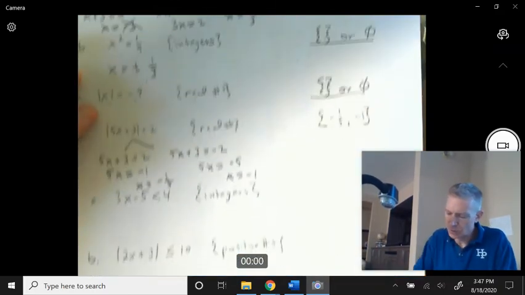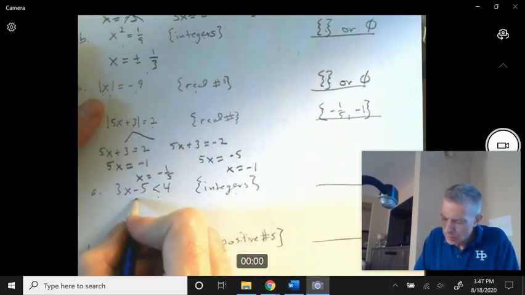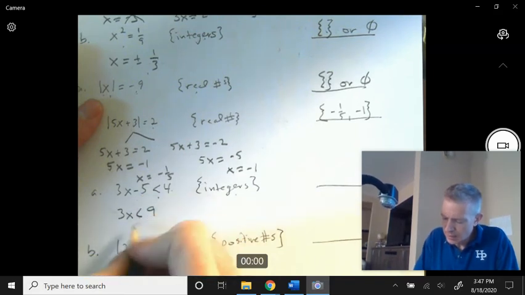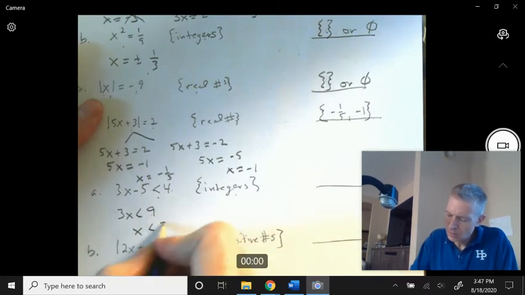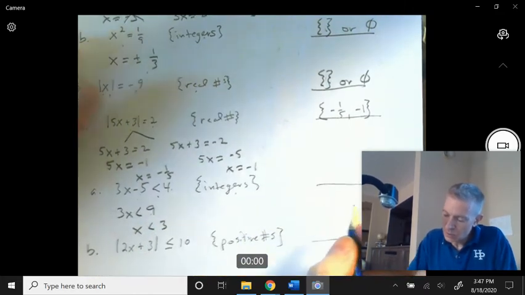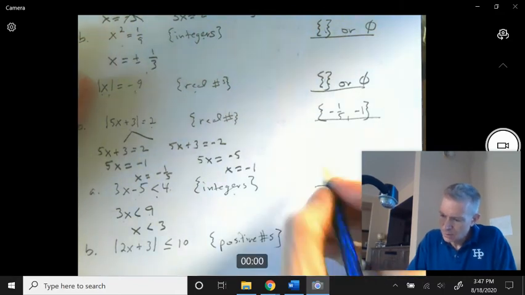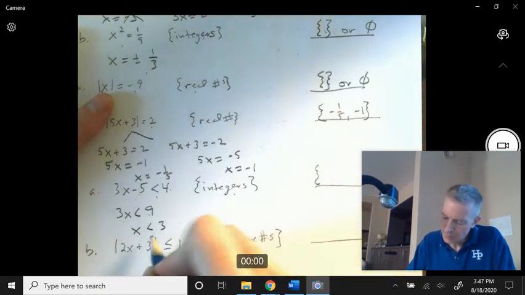Okay. Next one, notice we're solving over the set of integers. So we get 3x is less than, adding 5 to both sides, 9. x is less than 3. Okay. So let's write this in set notation. We could say all integers less than 3.